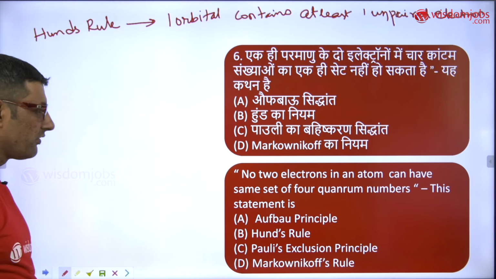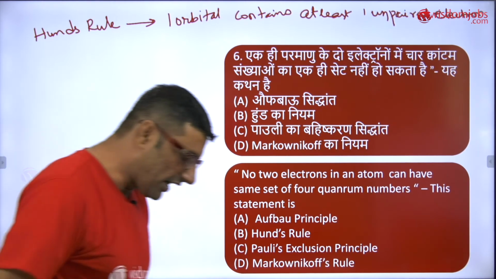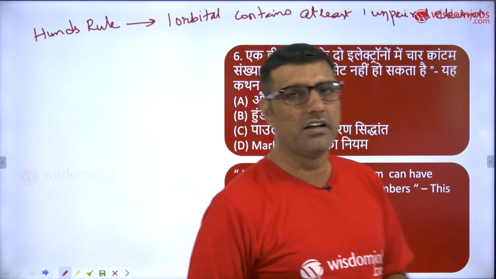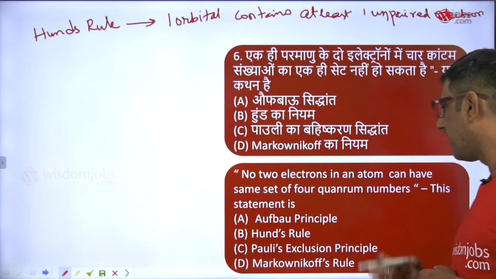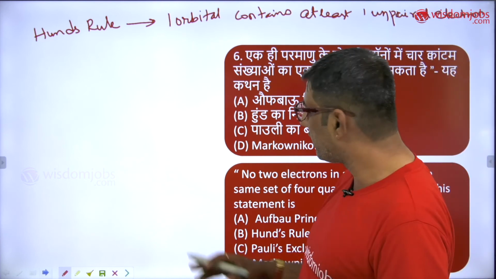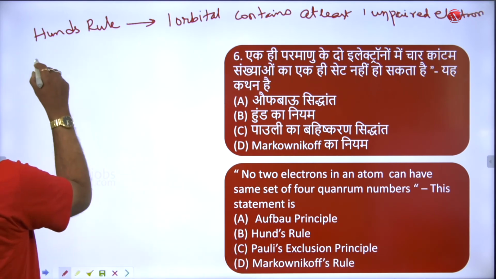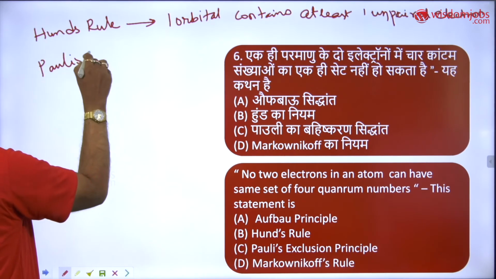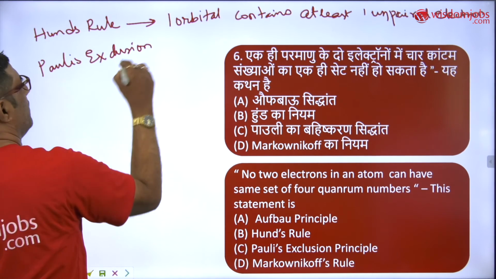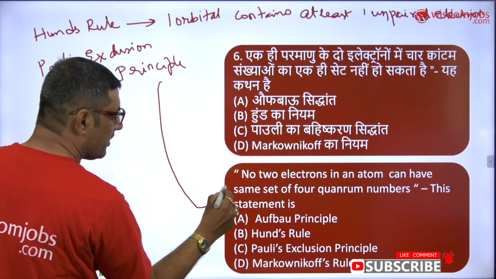Now coming to Pauli's exclusion principle, Pauli's exclusion principle states that no two electrons in an atom or in a subshell can have same set of 4 quantum numbers. So the statement given by Pauli's exclusion principle is matching with our given statement. So Pauli's exclusion principle is exactly matching with the given statement here.